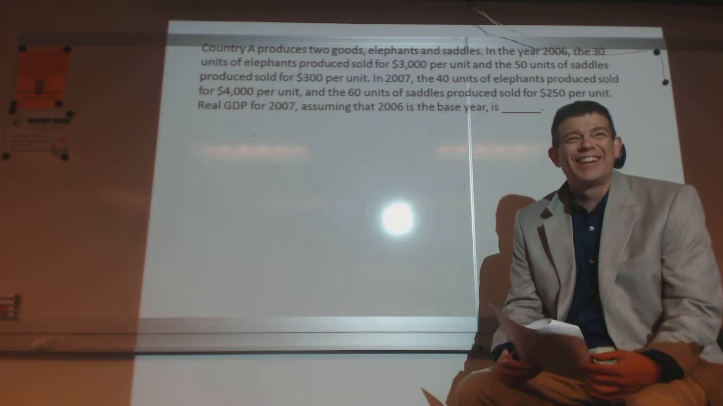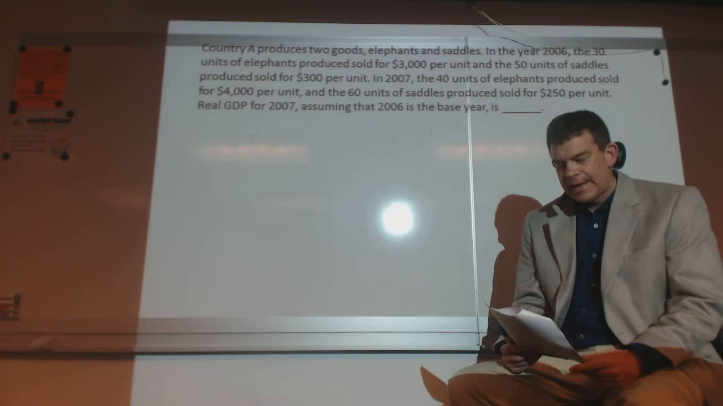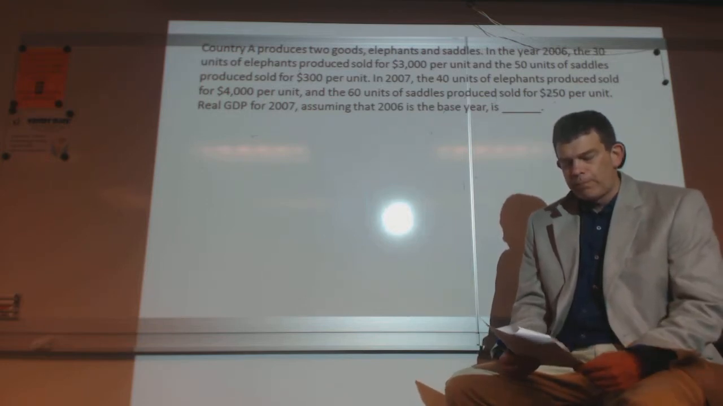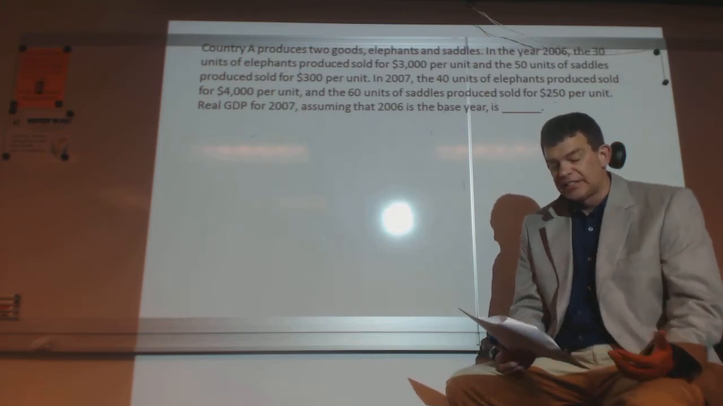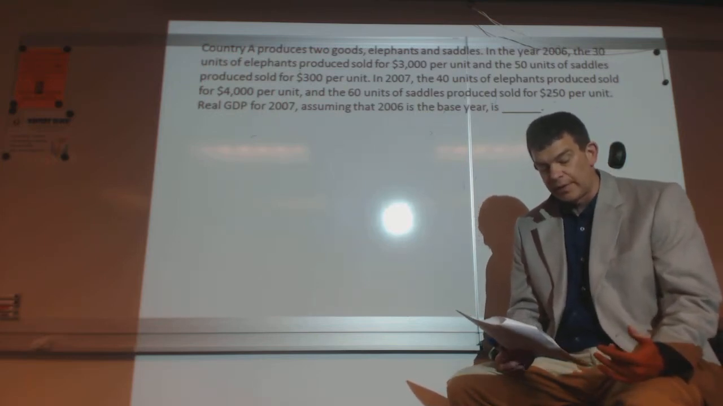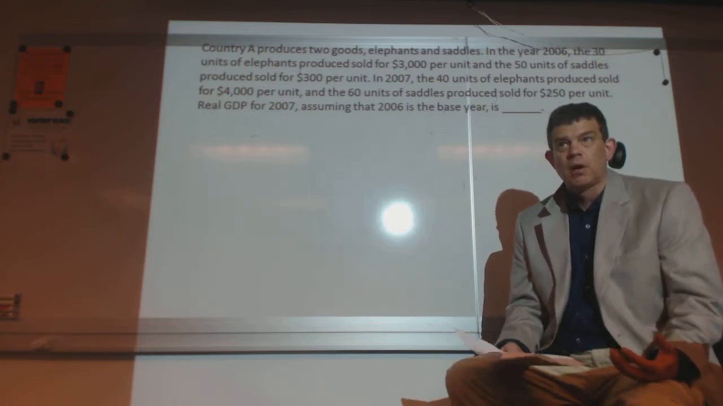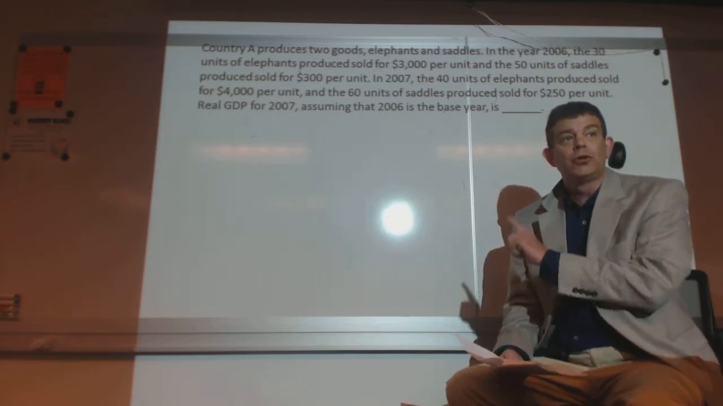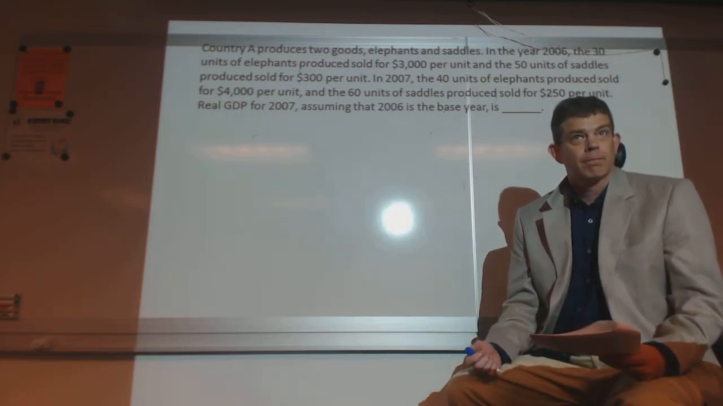What's real GDP in this year? Same. Right, very good. It's the same, because nominal and real are always the same in the base year. Now, it says though in 2007 we've got some changes. We produced 40 units of elephants, which we now sold for 4,000, and 60 units of saddles that we sold for 250. So the price actually went down on that one. What is real GDP for 2007? What should you do? We just did this problem with fish and chips. What should you do to calculate?